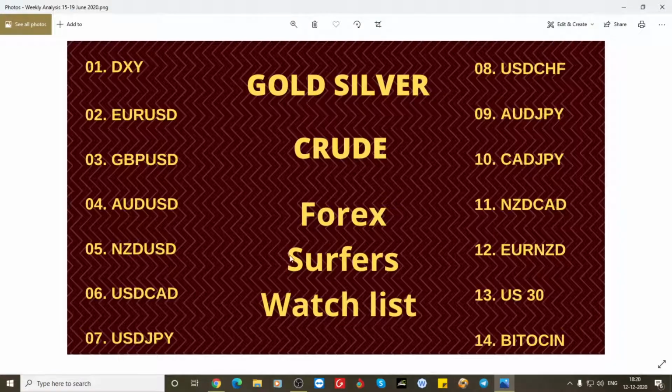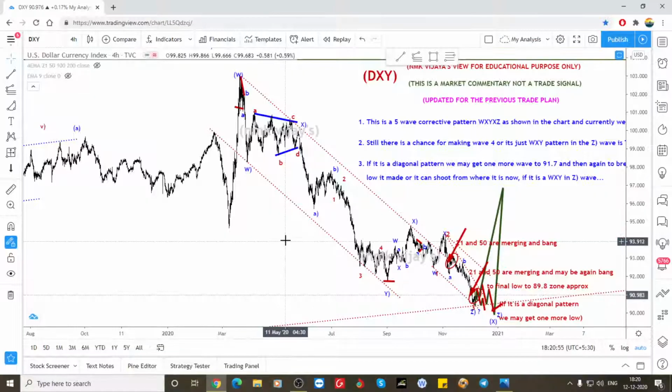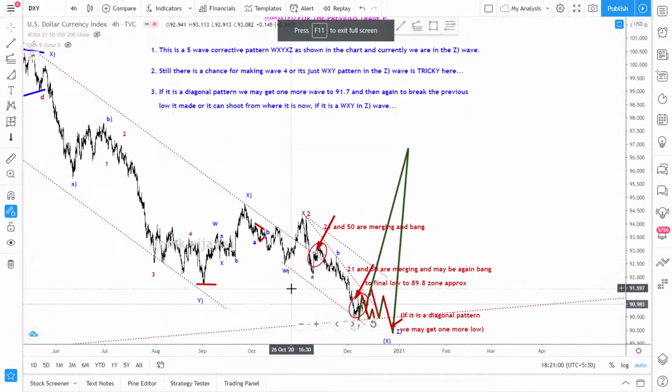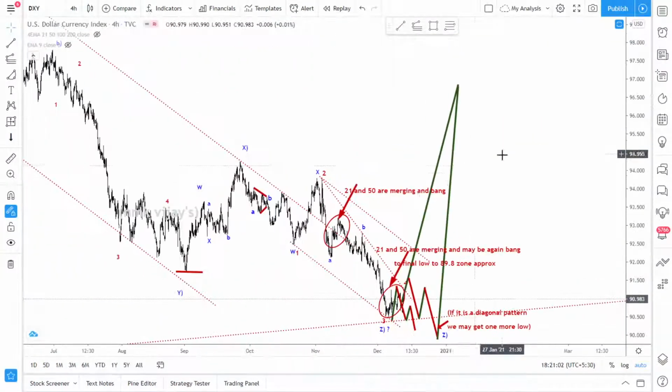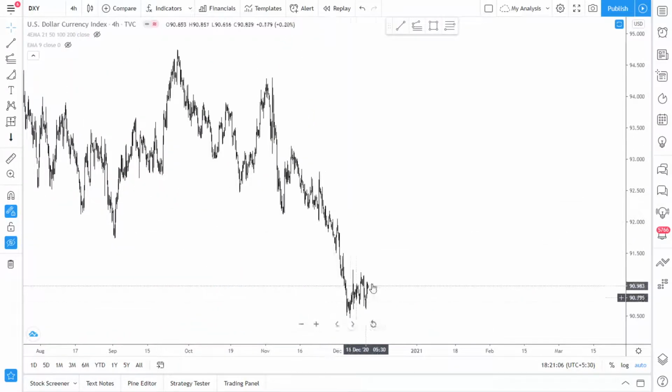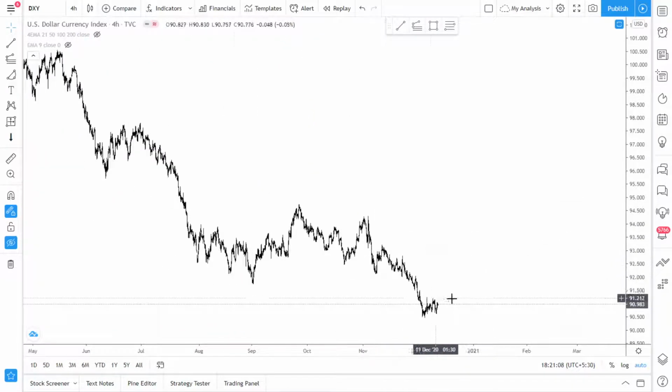So regularly what we are doing every week, this is our watch list. It starts with DXY. So DXY, as I said, from here last week, whether it has started as a bullish move or still one more wave to the downside is also possible.